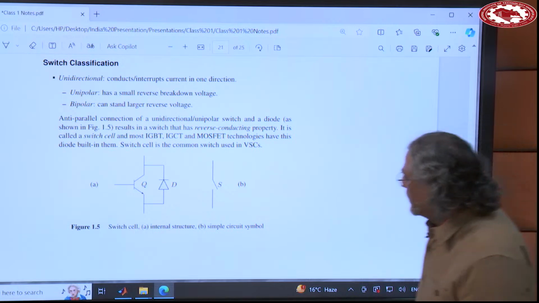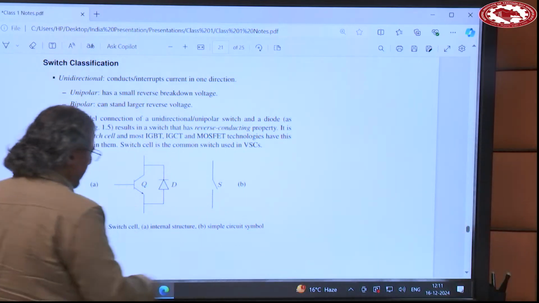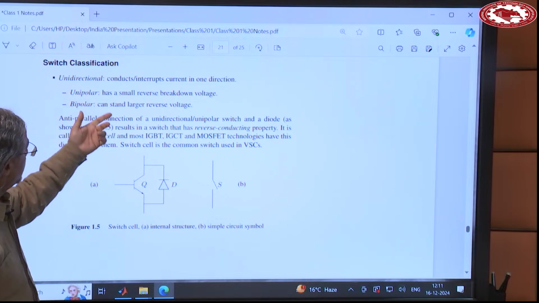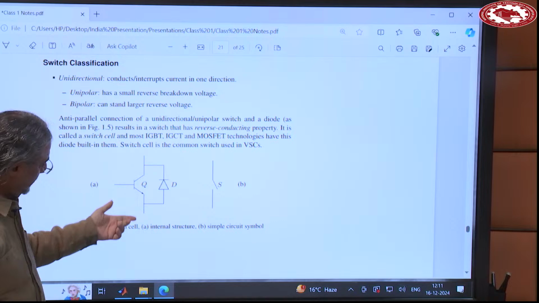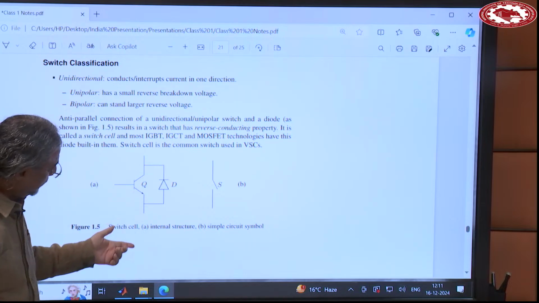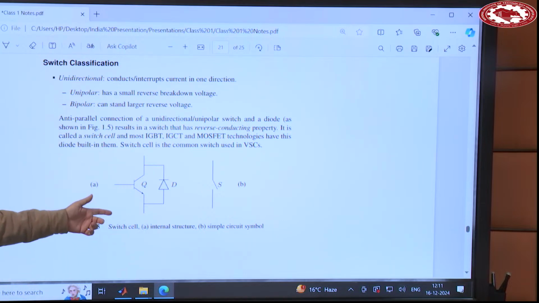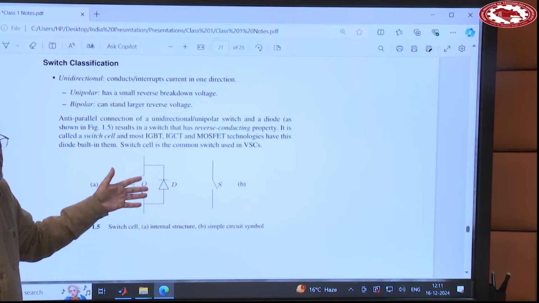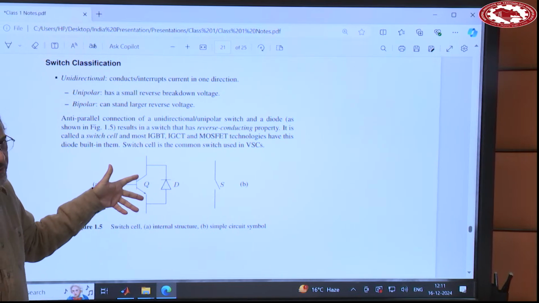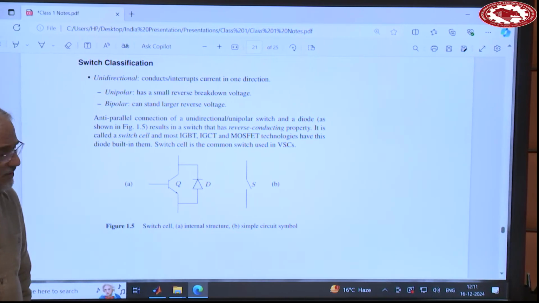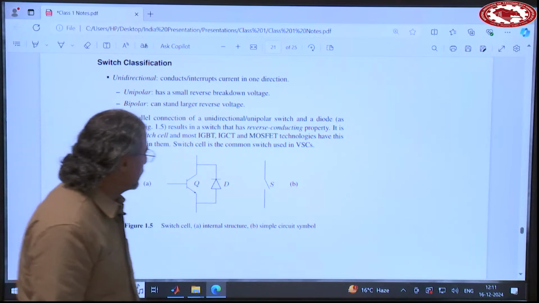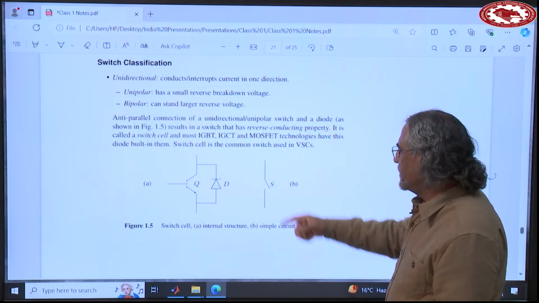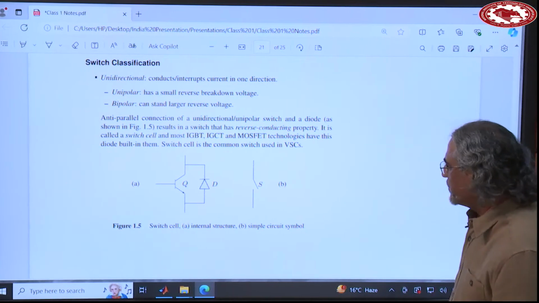So typically what we do, it's very common, almost all converters do. You have a unidirectional unipolar switch like this one. It can only conduct the current in this direction. And then you have a diode connected in the reverse direction. So this makes sure that this switch is never biased in the reverse direction at a large voltage. And this circuit symbol we use, we call it switch cell.